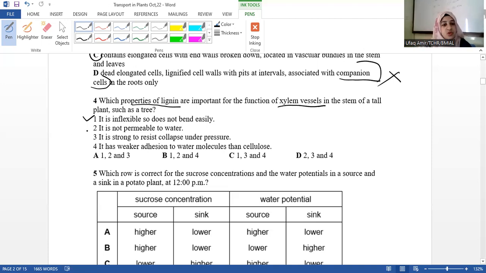It's not permeable to water, as I've just told you. It becomes non-permeable. Otherwise, the cell wall is fully permeable, but when lignin is deposited in it, it becomes non-permeable. It is strong to resist collapse under pressure.